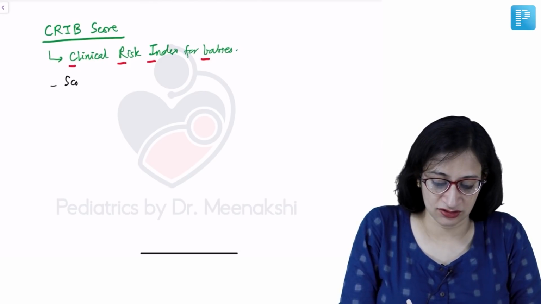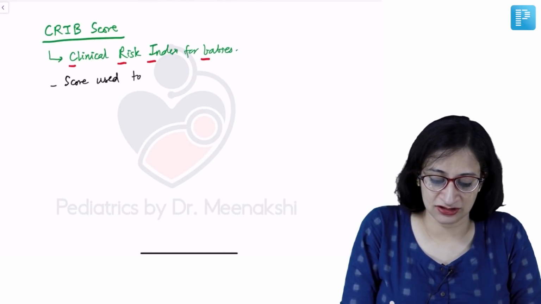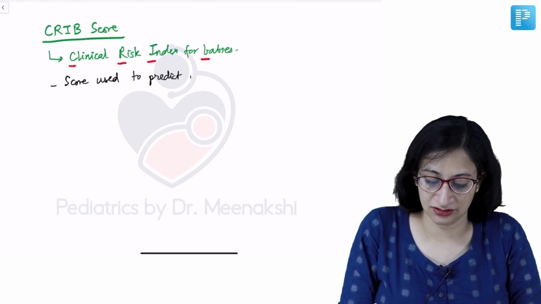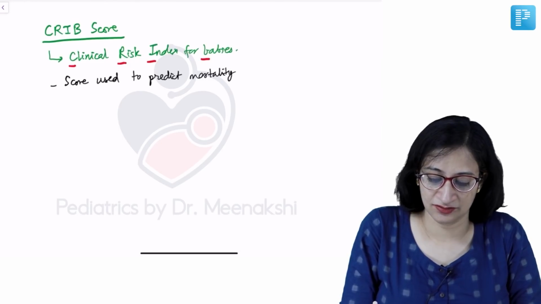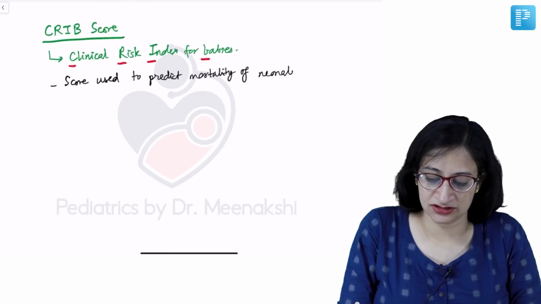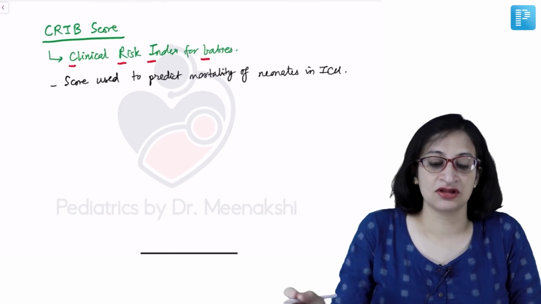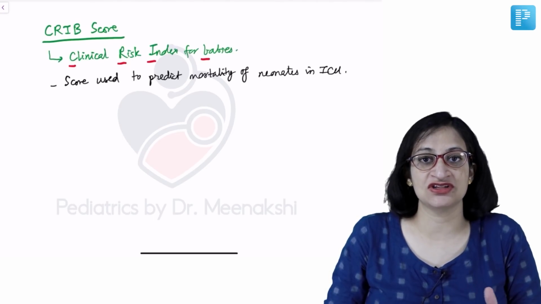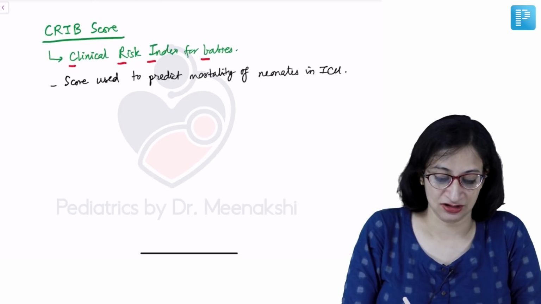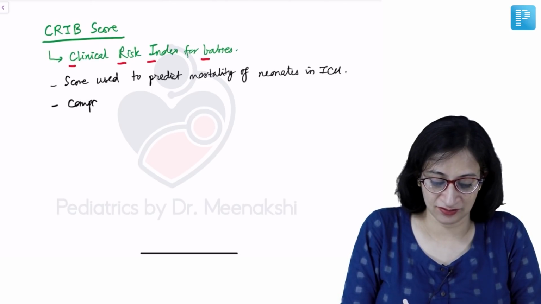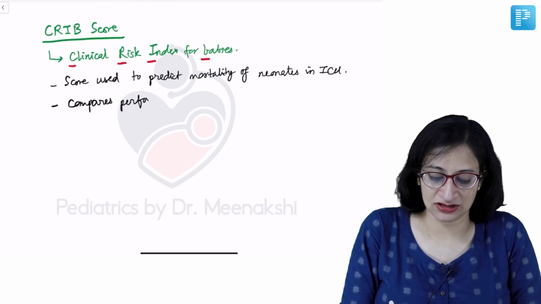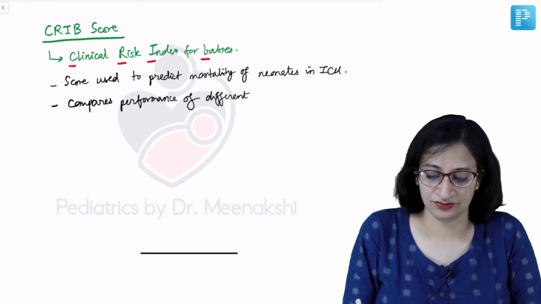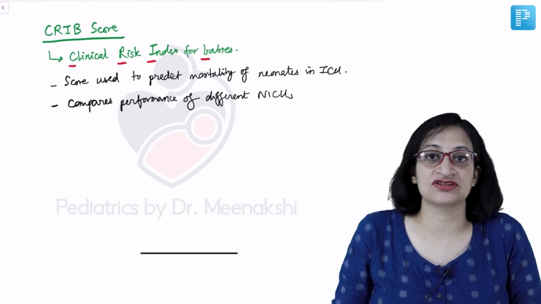Okay. Score used to predict mortality of neonates in ICU. So basically it compares the performance of various NICUs. It gives an idea about how well that NICU is functioning. So it is used to compare performance of different NICUs. Okay. So remember, it is Clinical Risk Index for Babies.